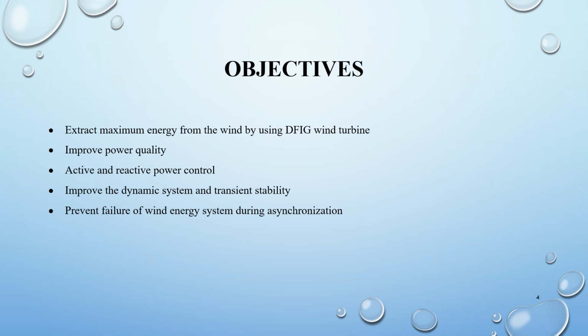Next is objective. The main objective of this project is as follows: extract maximum energy from the wind by using TFIG wind turbine, improve power quality, active and reactive power control, improve the dynamic system and transfer stability, and prevent failure of wind energy system during asynchronization with the existing grid.